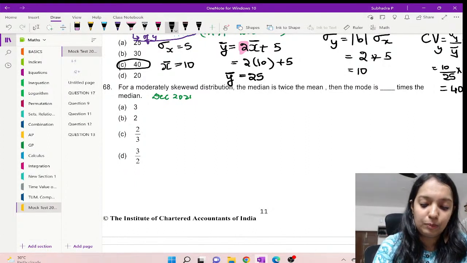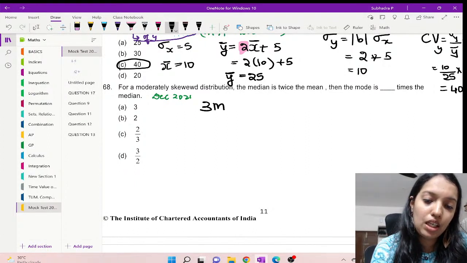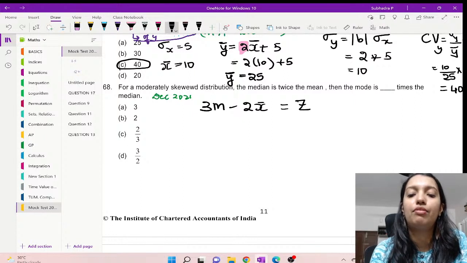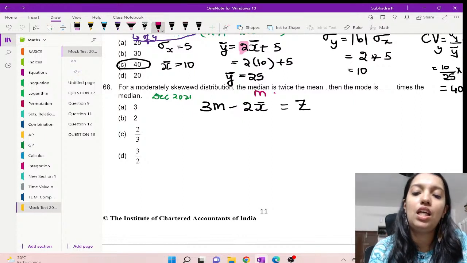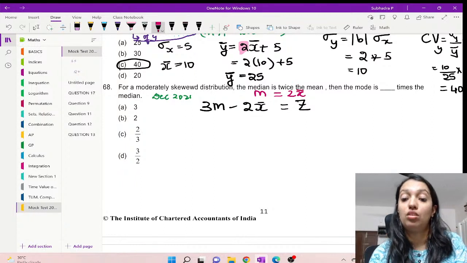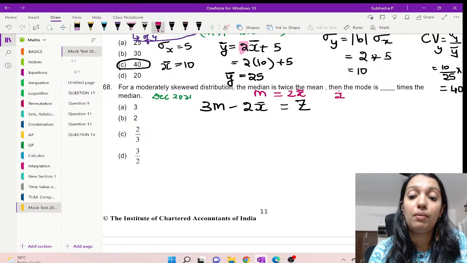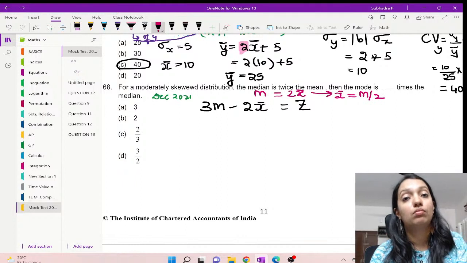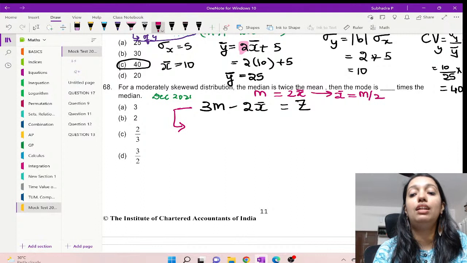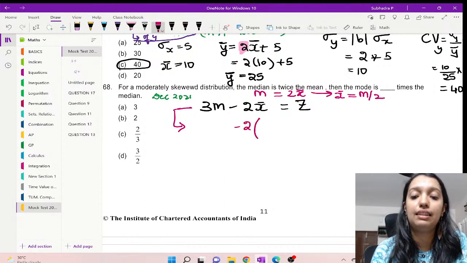So this is 3 median minus 2 mean is equal to mode. This is the empirical relationship formula. In this question they have given median is twice of mean. Okay. So if I want mean, that will be median divided by 2. In this empirical relationship, wherever there is x bar, replace it with median divided by 2.